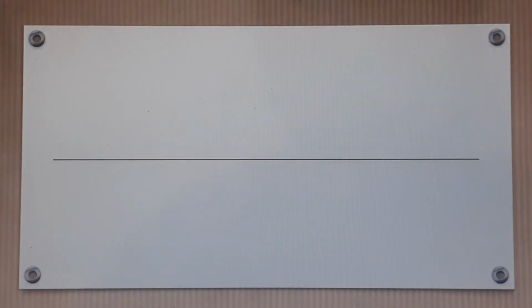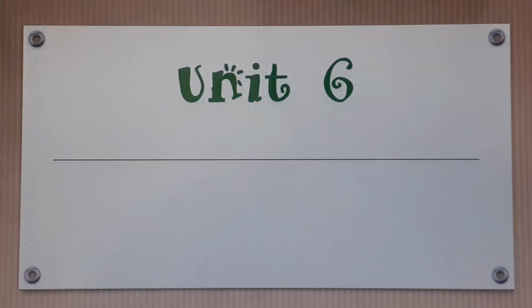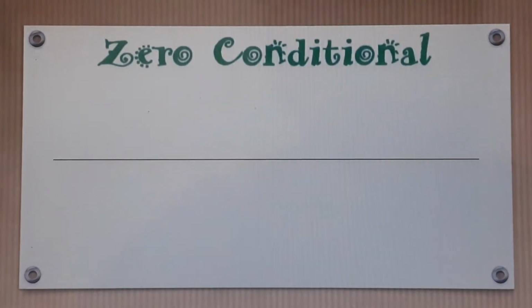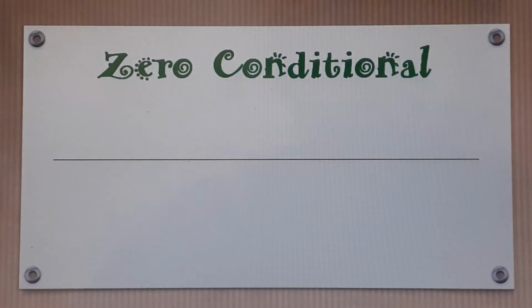Okay, we're going to continue our lesson in Unit 6, the grammar parts, and we use the student book page 53 and the workbook page 48. So the grammar this time is about zero conditional. Okay, these are some points of zero conditional.